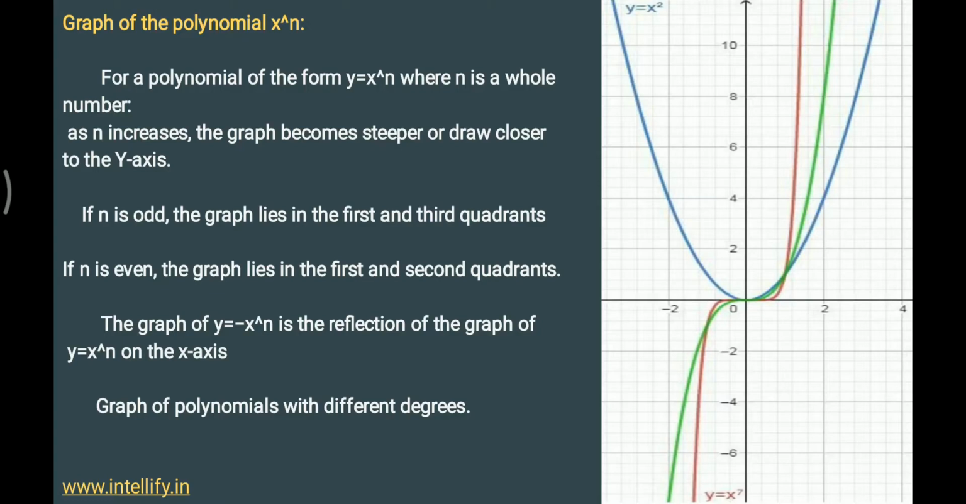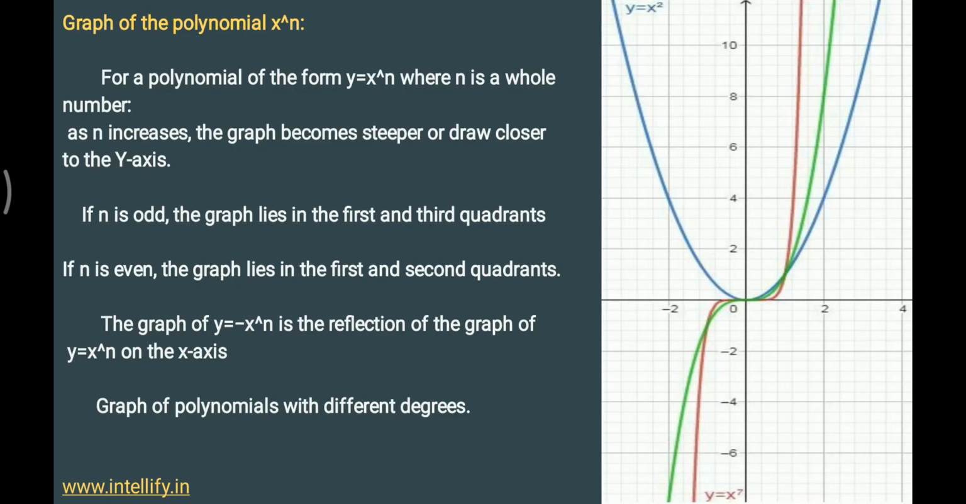If n is odd, the graph lies in the first and third quadrants. If n is even, the graph lies in the first and second quadrants. And in such a manner, it depends on the n value, so that it can be in the first or second, or first or third, or it can be steeper, meaning it can be closer to the y-axis. It depends on the n value. The graph of y equal to minus x power n is a reflection of the graph of x power n on the x-axis.